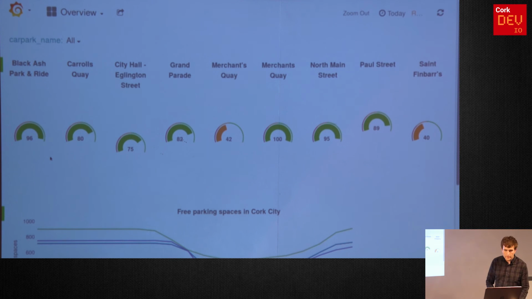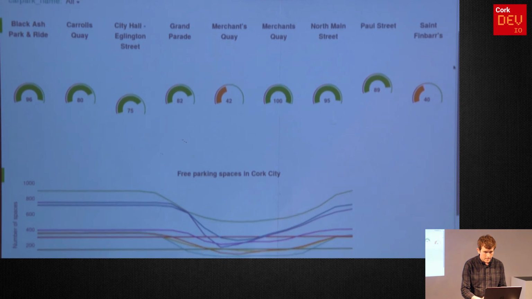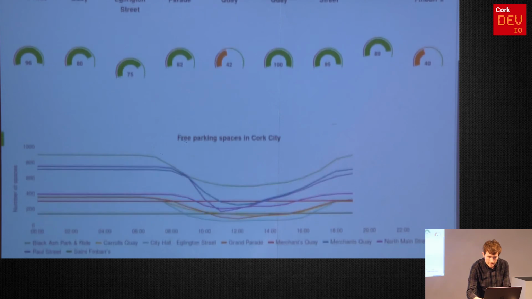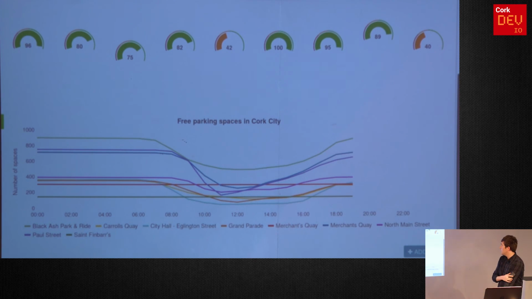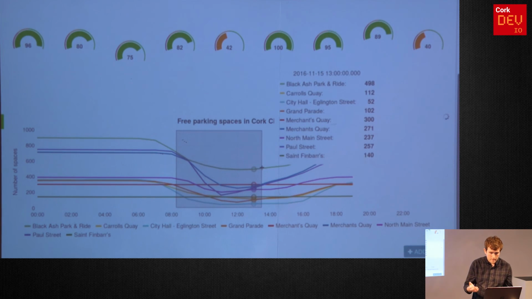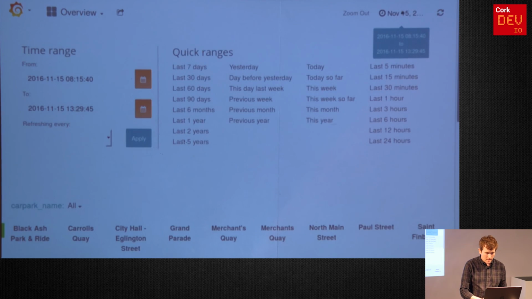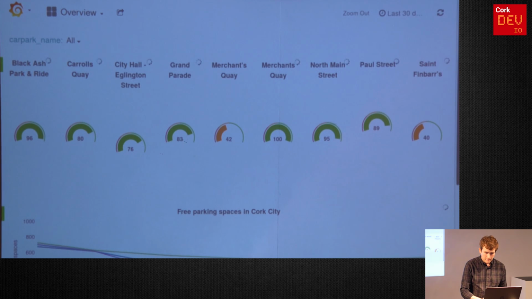So right now Merchants Quay is at 42% capacity, St. Finbarr's is at 40. You can define these gauges. If you want, you can change the coloring scheme here for the gauges. I've just set it arbitrarily. Down here on the bottom, what you can see is time series data for all these car parks today. And just to demonstrate maybe some of the features, so what I can do here is, if I'm interested, I can just click and zoom. Not much has gone on. It's pretty flat, as you can see. What I can do is, if I go up to the top here, I can say, give me the last 30 days.